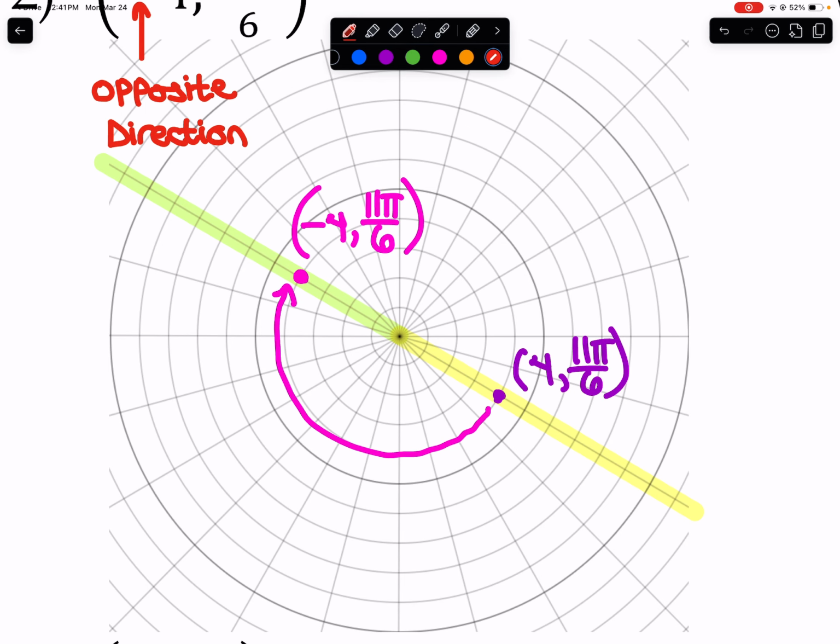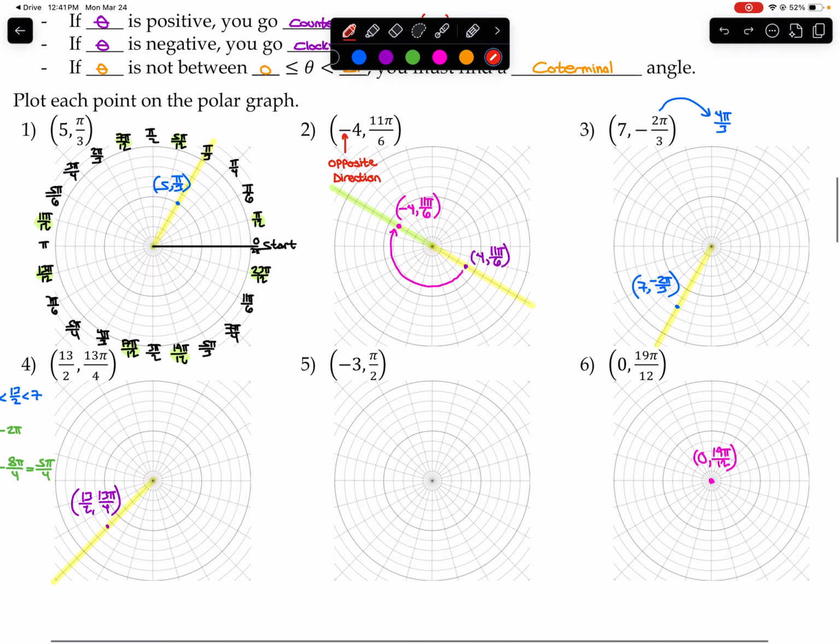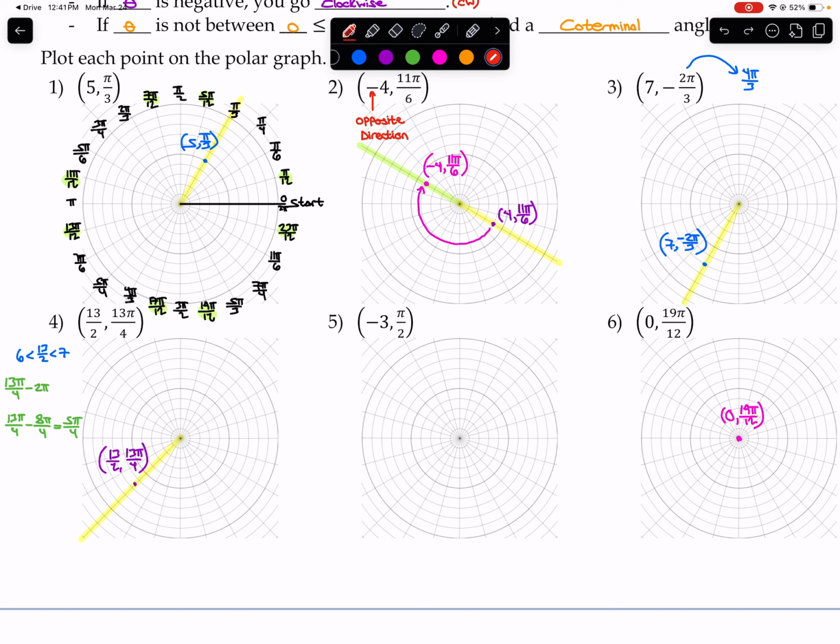Now, a couple of good questions I got asked is, do I need to label both the positive and the negative? No, you only need to label the negative one, so you don't have to label this one if you don't want to. But of course, if you do, perfectly fine. I would rather you give me too much information than not enough. So that being said, I'm going to let you guys try number 5. So I'll take like a 2-second break.